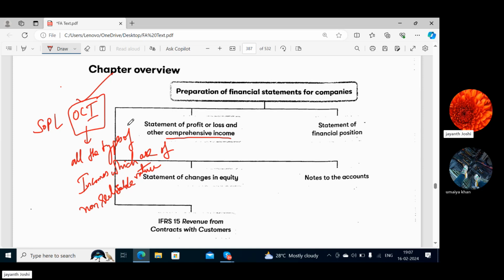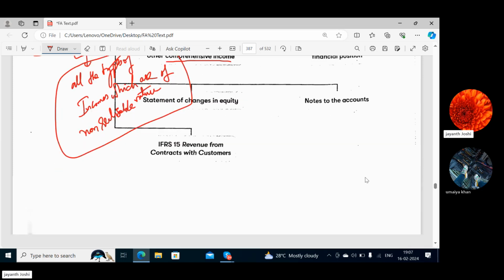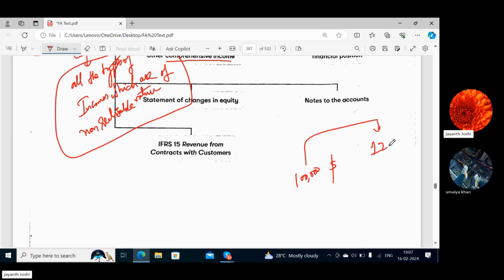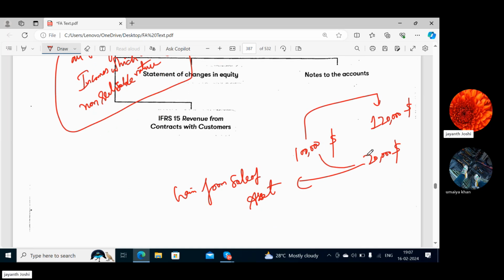Now, what do you mean by non-realizable nature income? See, you bought a property for $100,000, right? If you are selling this $100,000 property for $120,000, you are making a gain of $20,000. This $20,000 can be termed as gain from sale of asset. Gain from sale of asset is a realizable nature income. Why? Because when you sell the asset of $100,000 for $120,000, the $20,000 gain you're getting in your hands. Something which you get there and then, or receive there and then, is nothing but income, and incomes always should be shown in SOPL, statement of profit or loss.